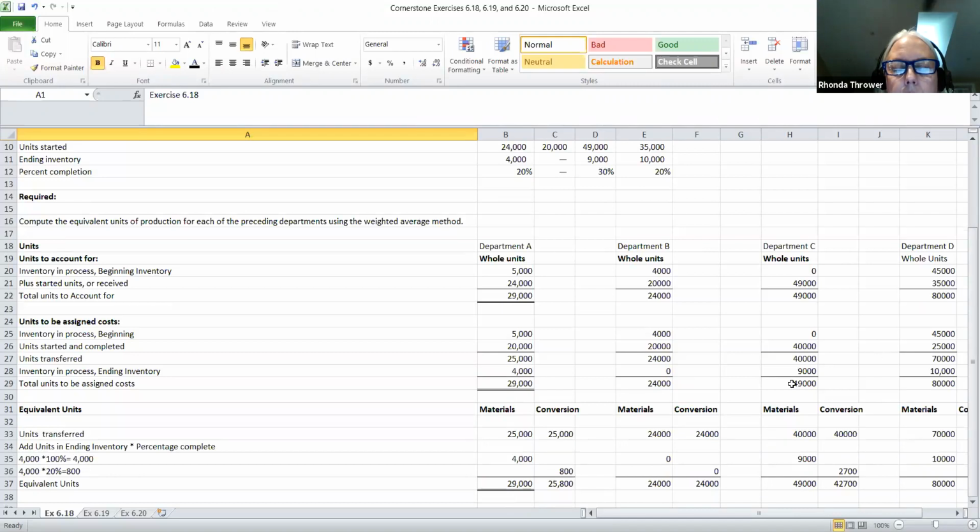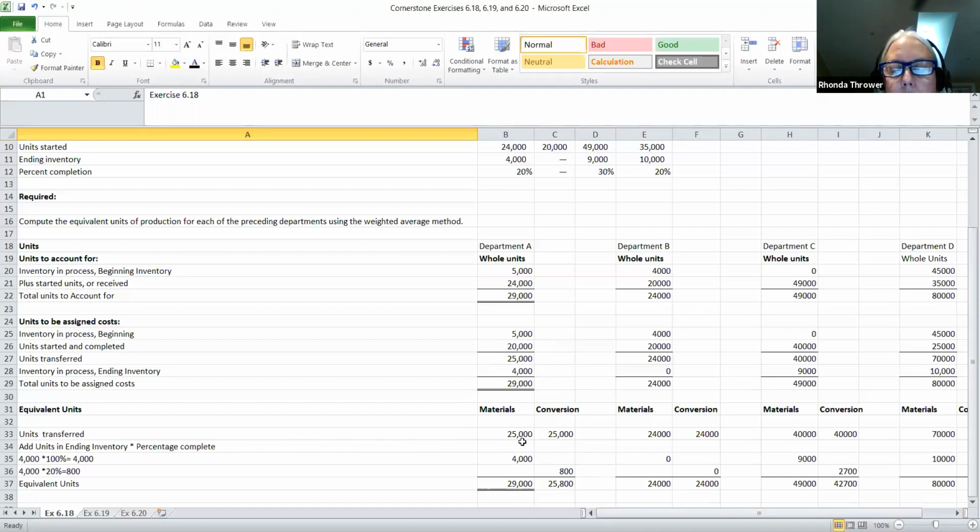Now what they're asking you for is the equivalent units using the weighted average method. When you're using the weighted average method to determine equivalent units, you only need your units transferred plus your ending inventory units. I've broken these down into both materials equivalent units and conversion equivalent units. The units transferred are 25,000. That's what we determined in the whole units, so we can just simply plug that in.